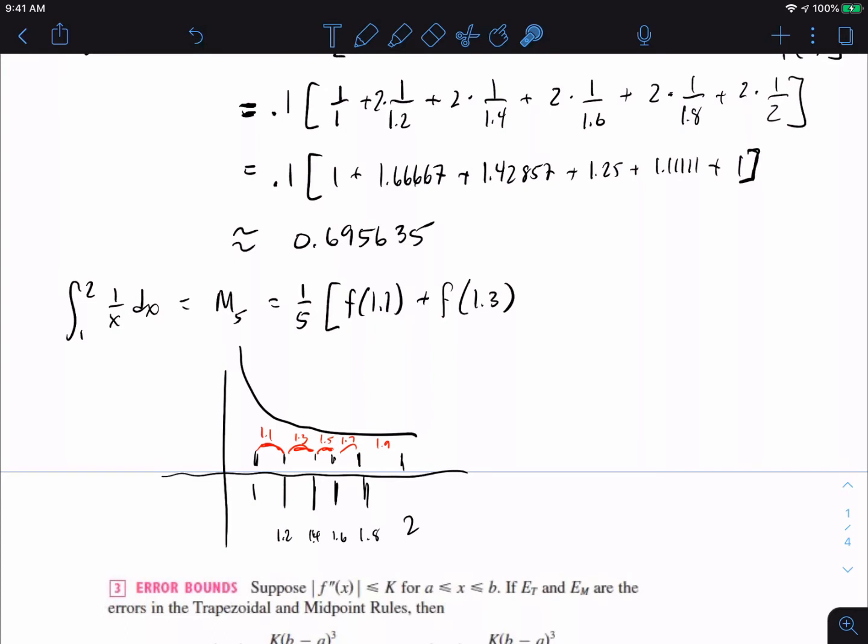Cool. All right, can I erase this picture? Yes. All right. Thank you. I need the space.